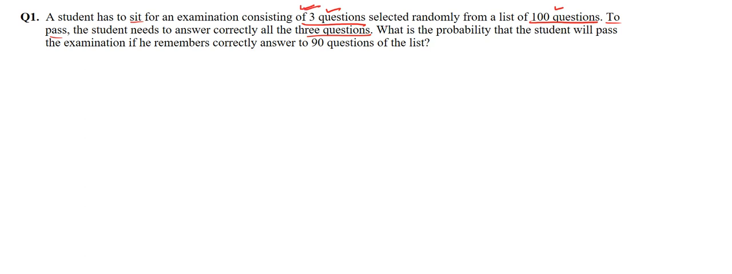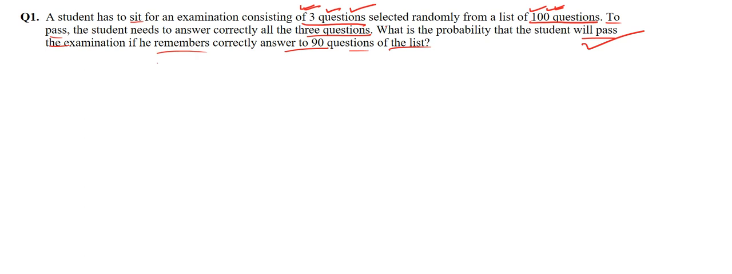What is the probability that the student will pass the examination if he remembers correctly the answer to 90 questions of the list? So we need to find the probability that the student will pass the examination, which means he or she will give correct answers to all the 3 questions that she attempts. So we have a property also that he knows the correct answers of 90 questions out of these 100 questions. So he is attempting 3 questions.